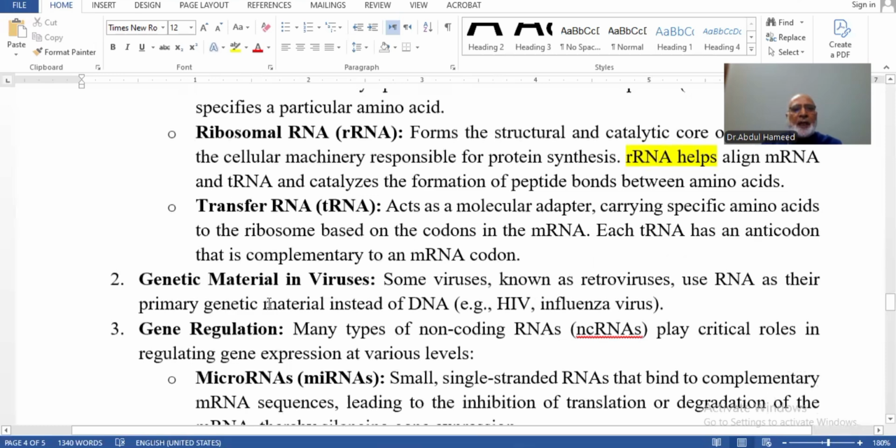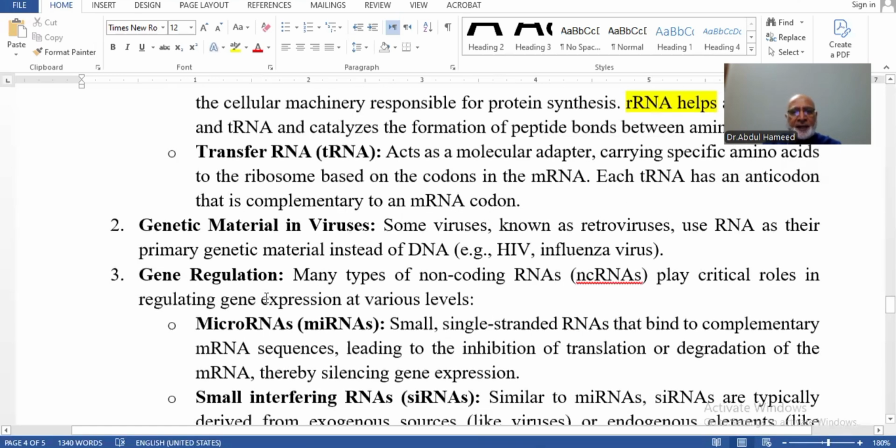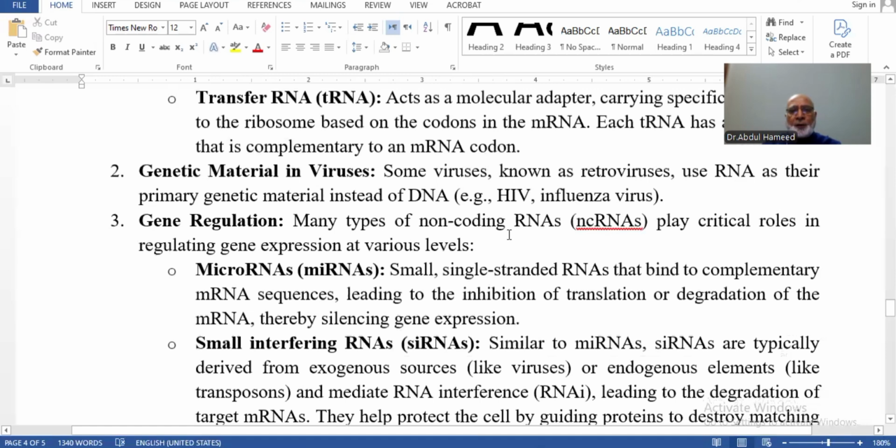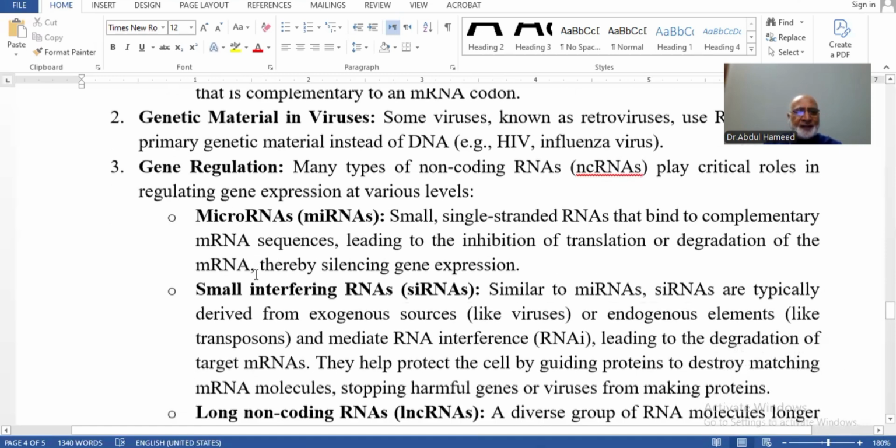Other than these functions, they may work as genetic material in viruses. For example, some viruses have RNA as their primary genetic material instead of DNA, like HIV and influenza virus. And then the gene function role. Many types of non-coding RNAs, ncRNAs, play a critical role in regulating gene expression at various levels. And what are these? These are given in a short manner.